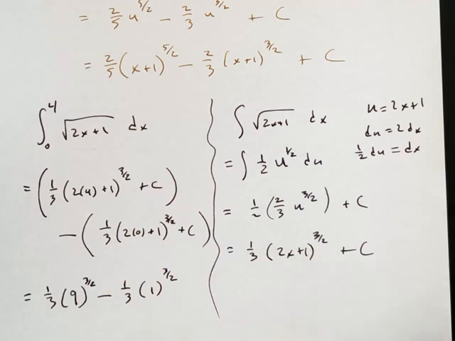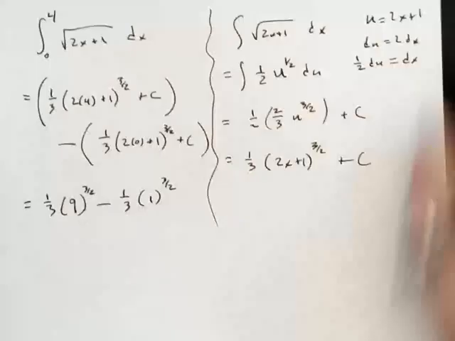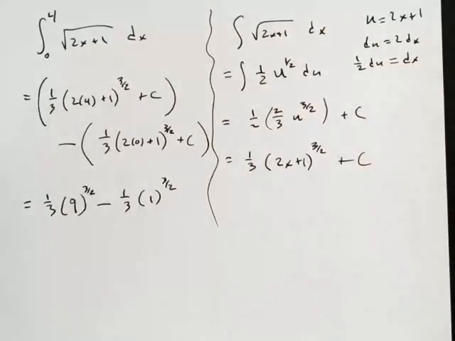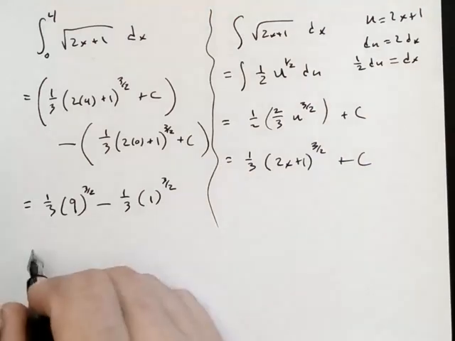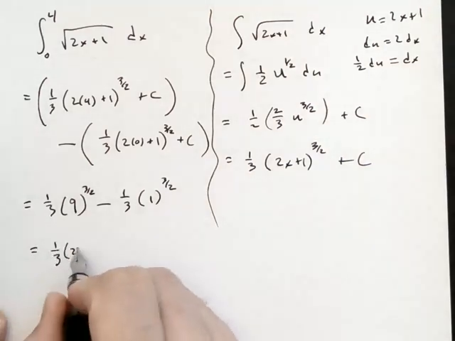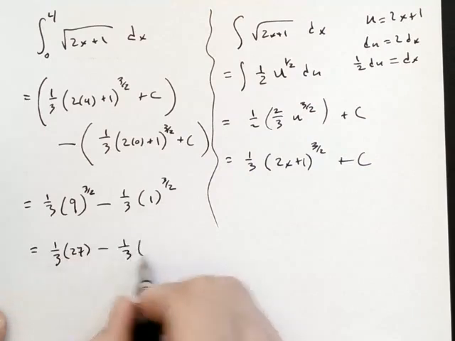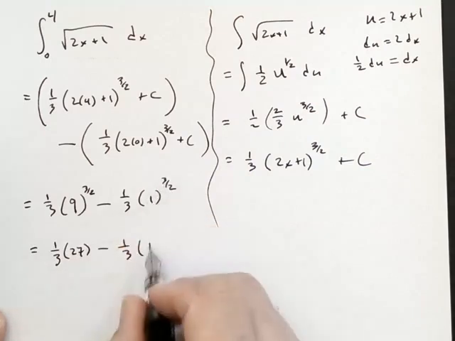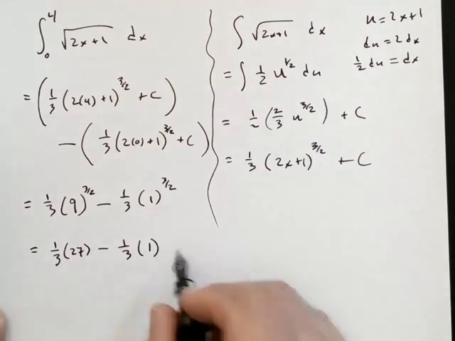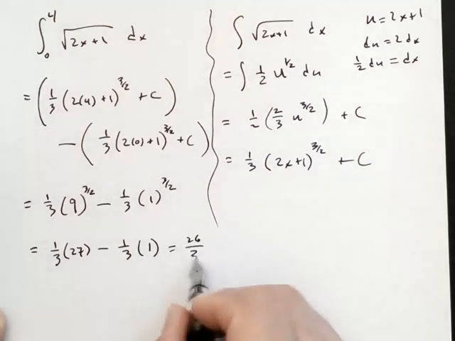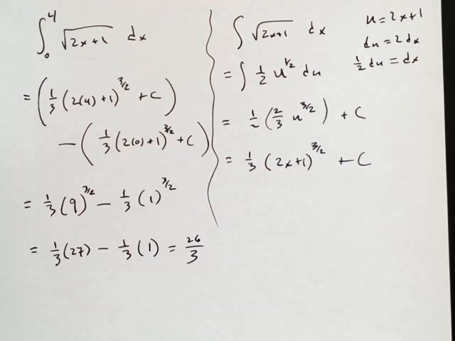Fortunately, a 3 halves power means take a square root and then cube. Square root of 9 is 3. 3 to the 3rd is 27. Square root of 1 is 1. 1 cubed is 1. So I get 26 over 3.